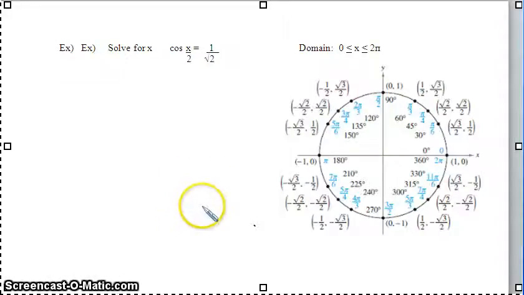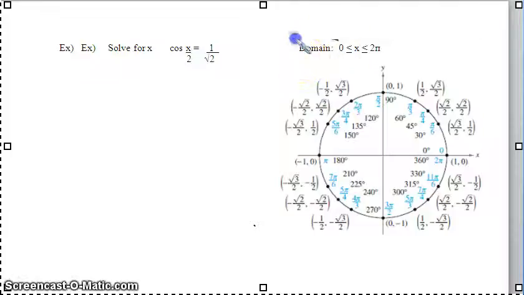Welcome back to Trig Notes 2.3 or Pre-Calc Notes 5.3. This is the second part of the video. We're still dealing with solving equations, and this example is asking us to solve for x when we have the cosine of x over 2 equals 1 over the square root of 2.